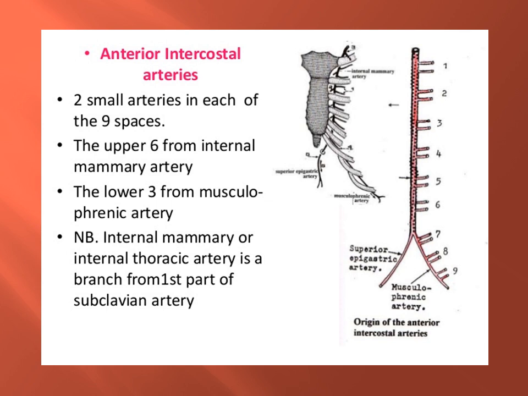So anterior intercostal arteries, which are the branches of internal thoracic artery, they give rise for each intercostal space, first to 9, two small arteries for each intercostal space. The upper six are directly from the internal mammary or internal thoracic artery, it is the same thing. The lower three, means from 7, 8, 9, they are supplied by musculophrenic artery, which is again the branch of the internal thoracic artery.